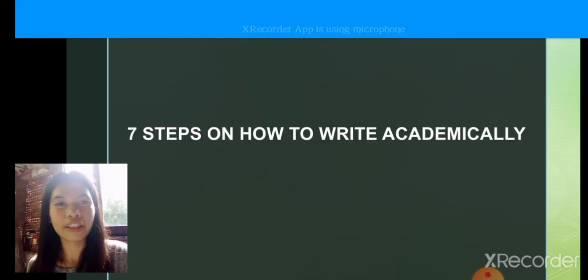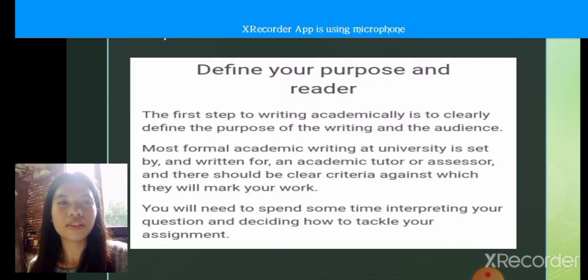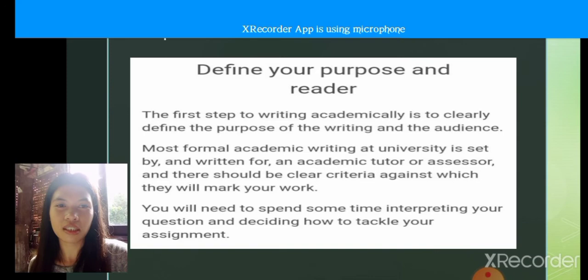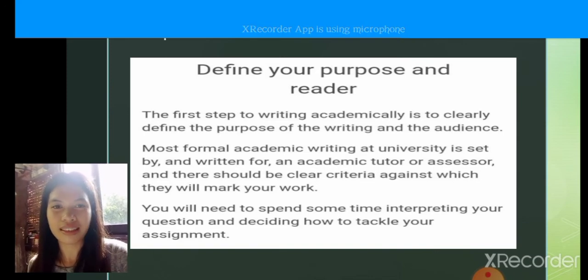So, how to write academically? I have here 7 steps on how to write academically. So, first, define your purpose and reader. The first step to writing academically is to clearly define the purpose of the writing and the audience. Most formal academic writing at university is set by and written for an academic tutor or assessor, and there should be clear criteria against which they will mark your work. You will need to spend some time interpreting your questions and deciding how to tackle your assignment.